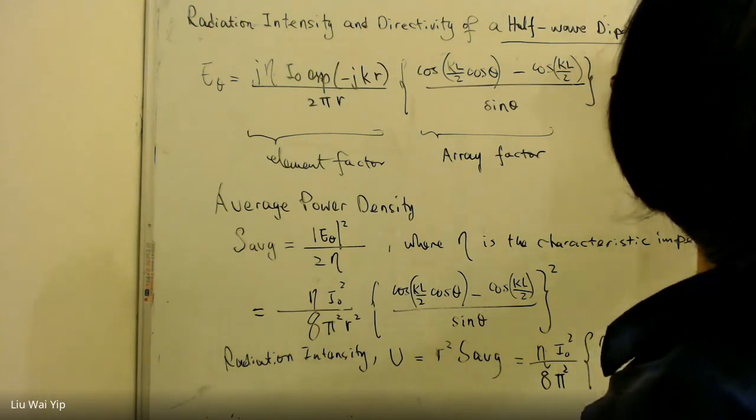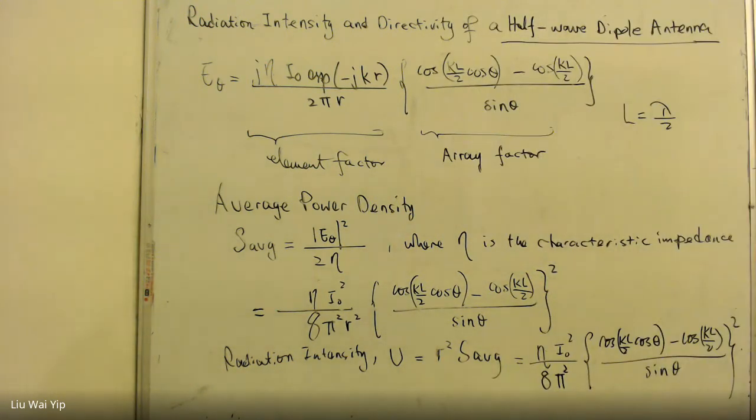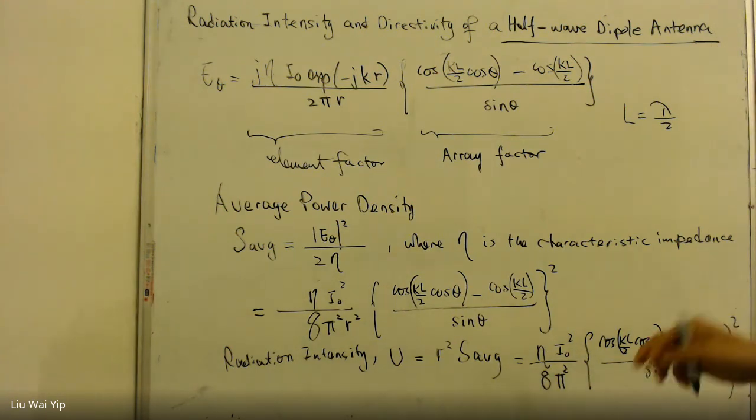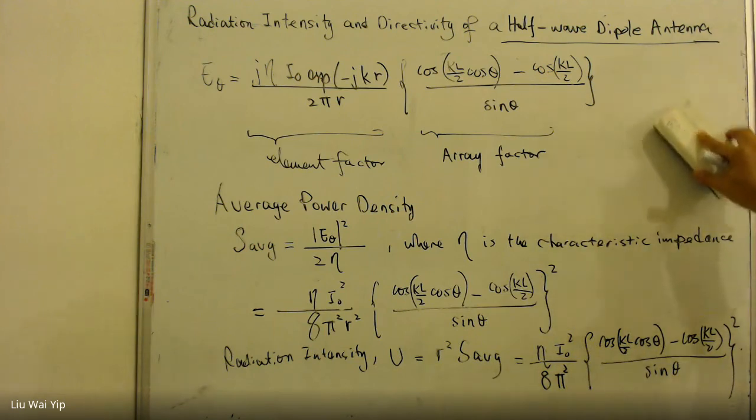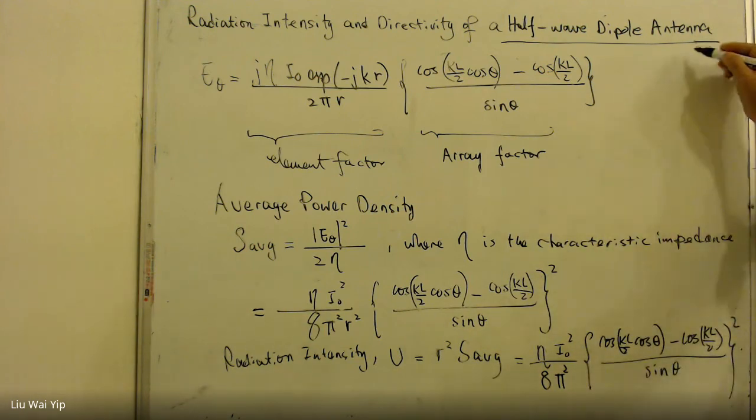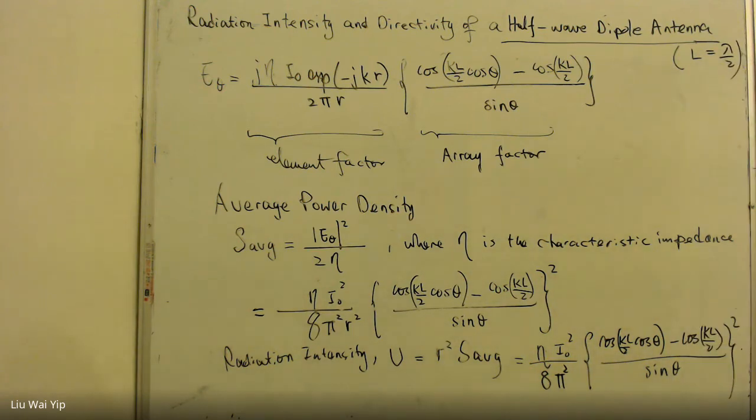So what are they? They are the finite dipole antenna with the length being equal to half of the wavelength. So I just need to write down here, L equals lambda divided by 2. Now you can read the write more easily.